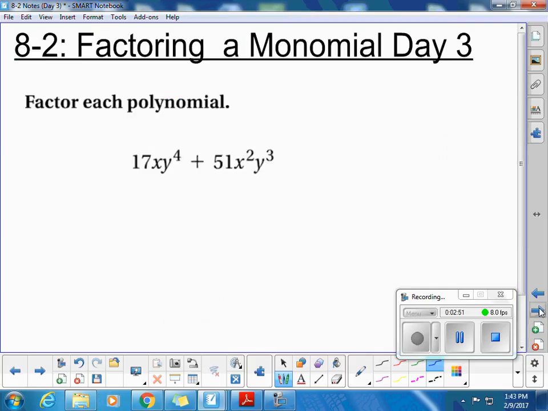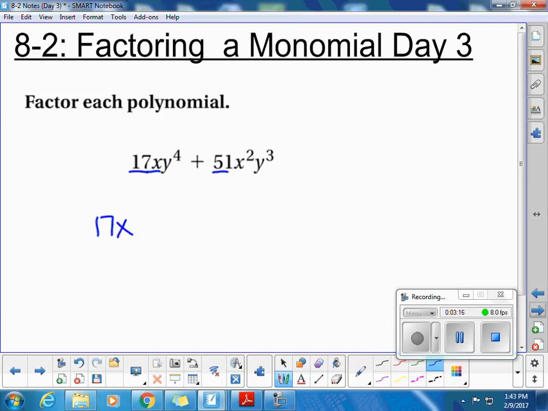So we are just going to keep on with factoring polynomials. So here I'm looking at 17 and 51. I believe 17 goes into 51 3 times. So I think I can take out a 17. Let's look at our x's. I only have x here. I do have at least an x in the other monomial, the 51x squared y to the third, so I know I can get out an x.